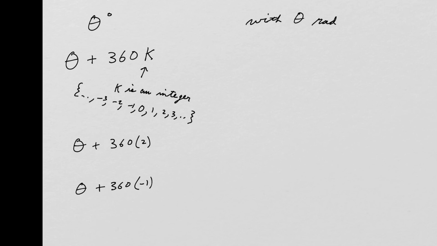Now, how do I do it for radians? Same thing, except instead of adding 360 times k, it would be theta plus 2 pi times k, where again k is going to be any integer. And that'll give me all the angles that are coterminal with theta, in radians.